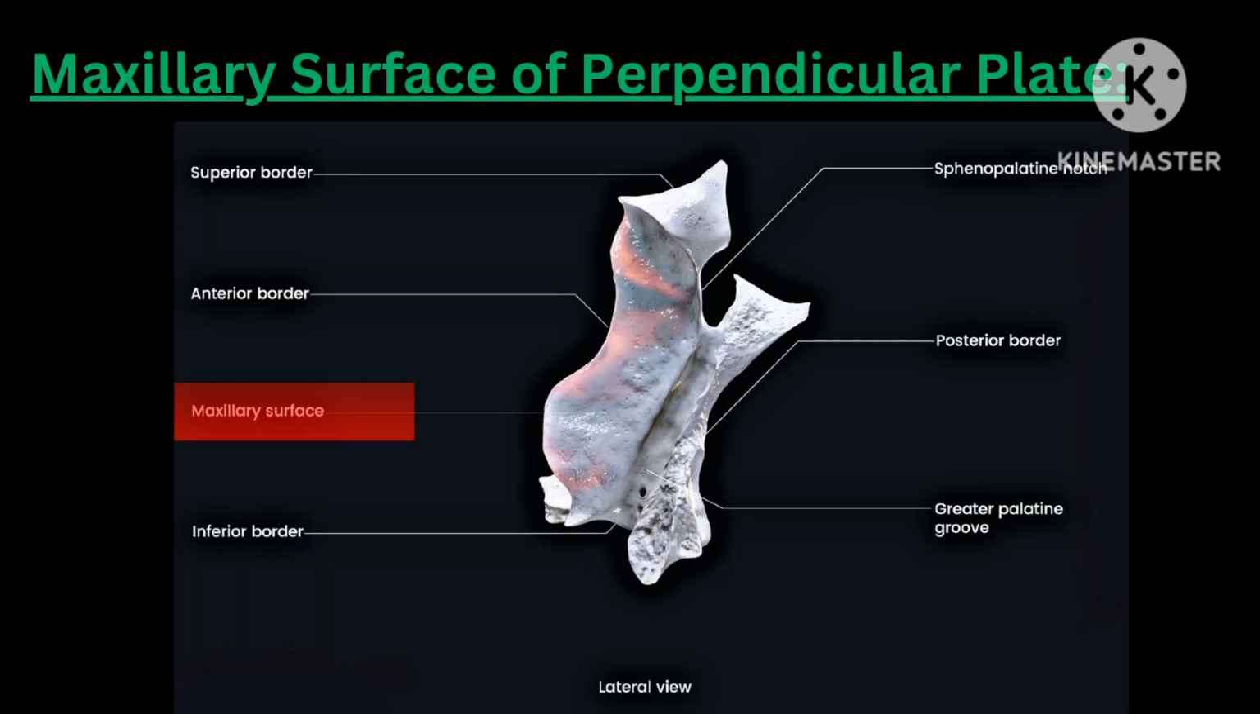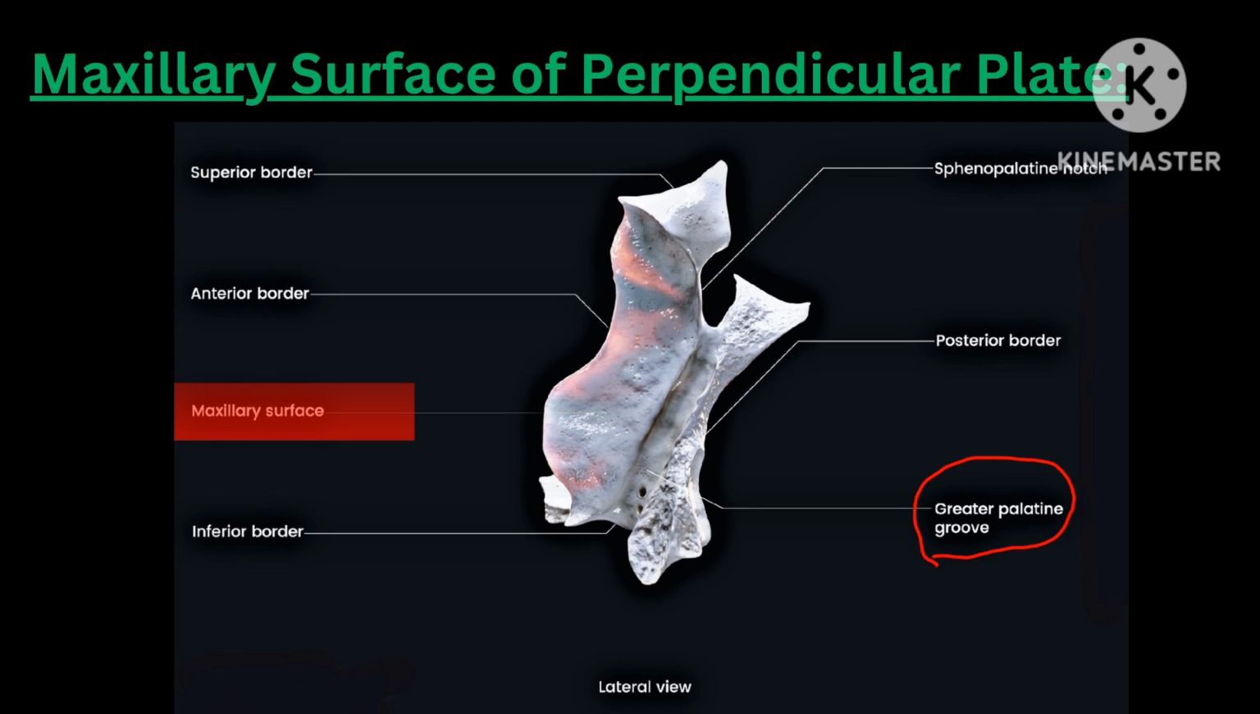The maxillary surface is rough and irregular, and articulates with the nasal surface of the maxilla. It forms a strong suture with the maxilla, specifically with the nasal surface of the maxilla. This connection helps form the pterygopalatine fossa, a crucial area for neurovascular structures.